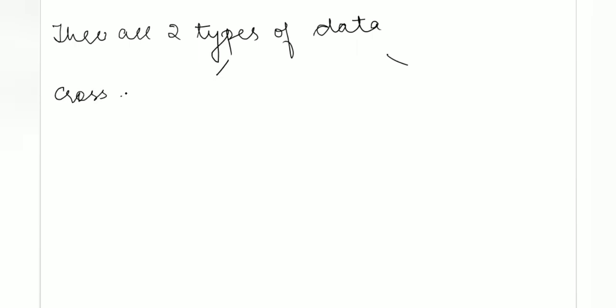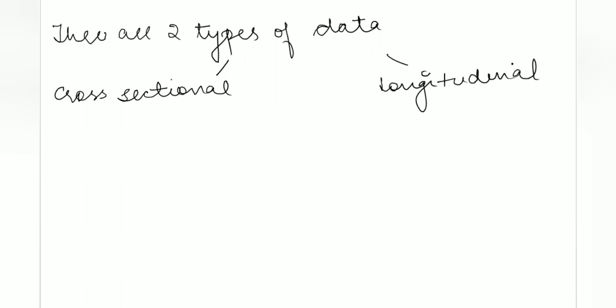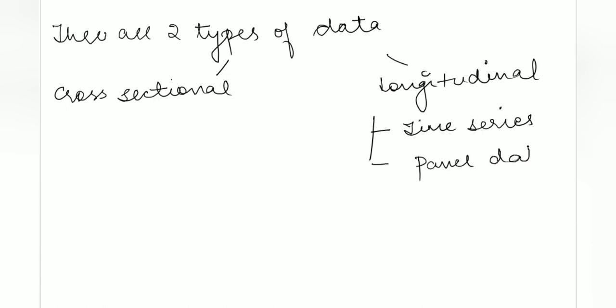There are two types of data, which is classified into cross-sectional and another into longitudinal. Longitudinal is further characterized into time series and panel data. We'll discuss this longitudinal later. First, focus on cross-sectional.